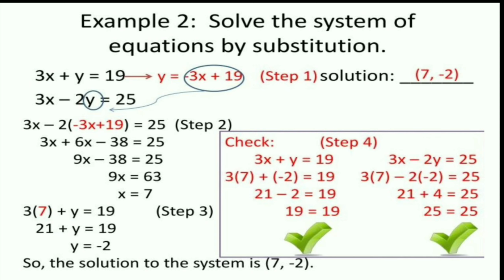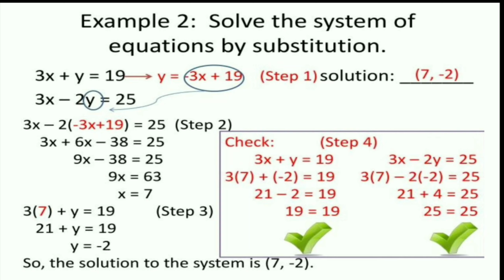3x plus y is equal to 19 and 3x minus 2y is equal to 25. Again we are finding the value of y because it is easier, and 3x we transpose towards the right side. It is positive, so when it moves it changes to a negative symbol. That's why y is equal to minus 3x plus 19. So we have found the value of y. Same process we will apply: we need to put the value of y in the second equation. In place of y, you can see the circle, at last in step 2 we have written minus 3x plus 19. Again we need to solve.